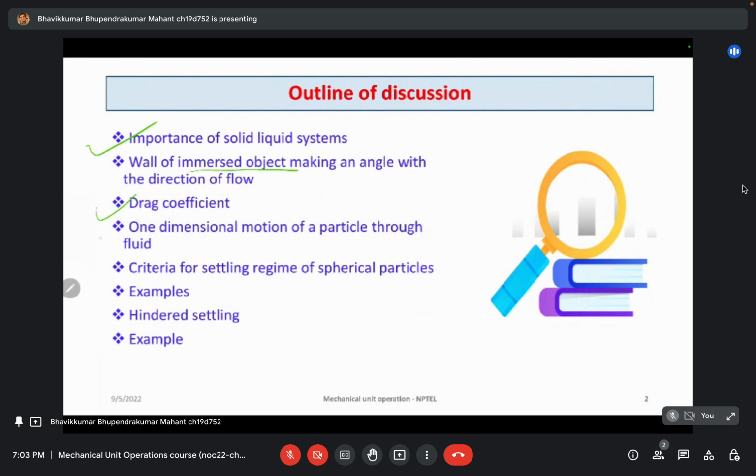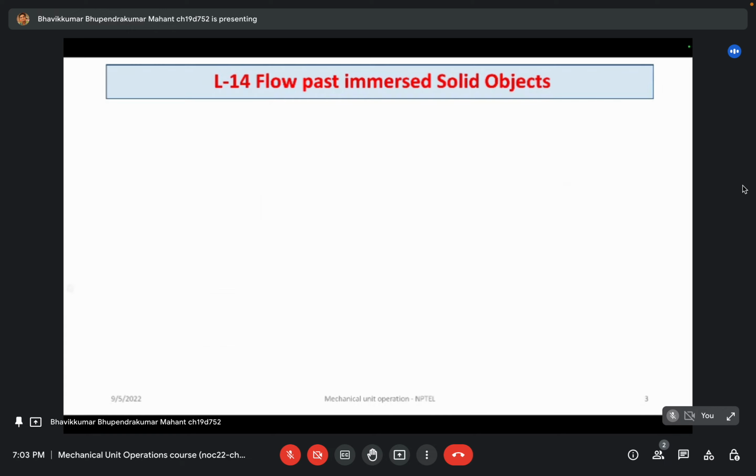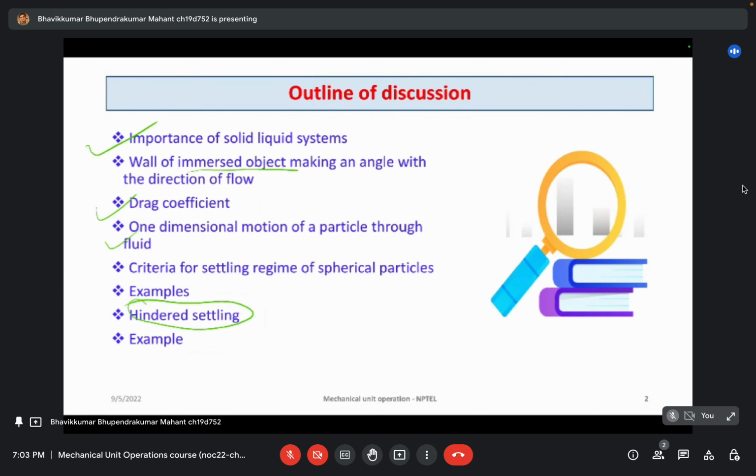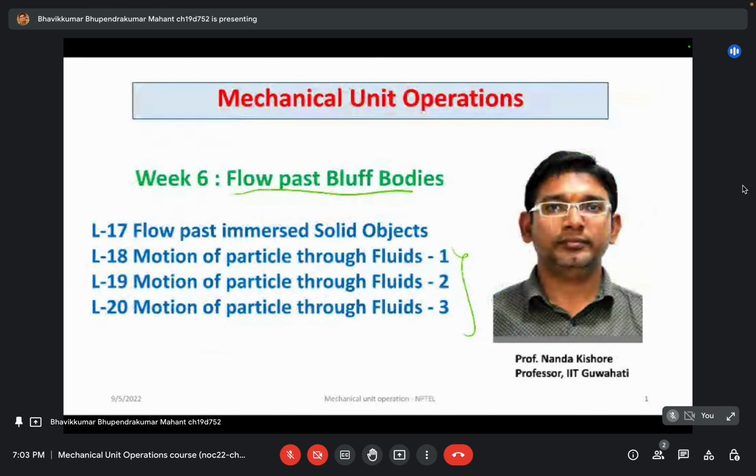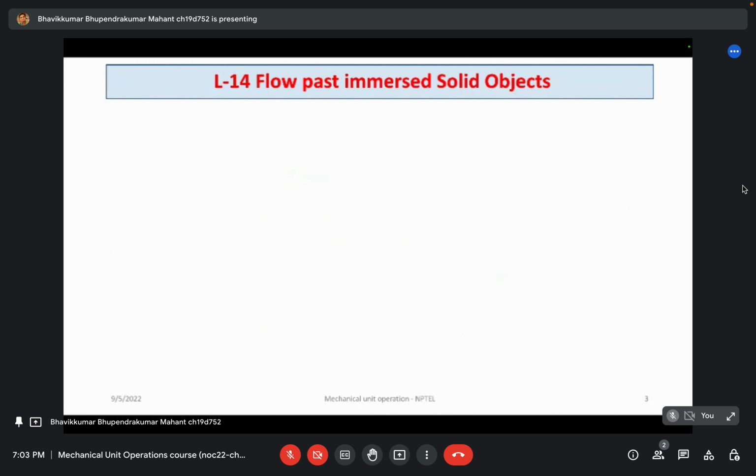Then we discuss the one-dimensional motion of a particle through fluid. Then what are the criteria for the settling regime? And a couple of examples, and one important topic I also want to touch, that is hindered settling. Okay, so first, just don't consider the lecture number, it's 17 only.